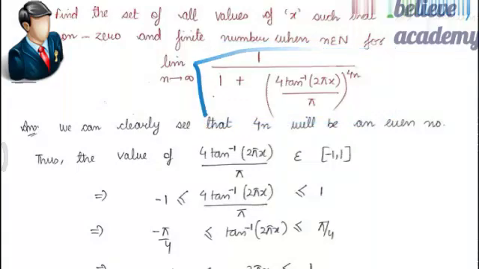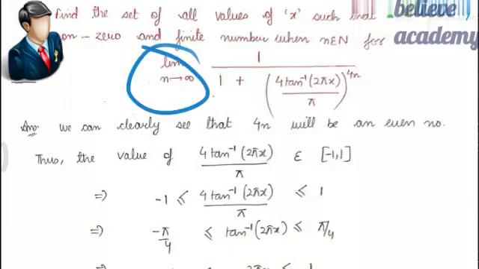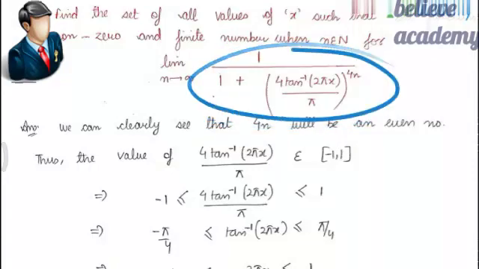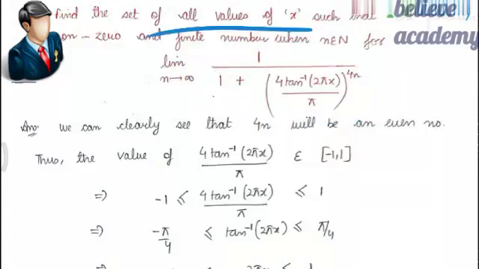Here we have been given that n belongs to the natural numbers, but n tends to infinity, like it's a very huge number basically. So I want you to make sure that this function's limit is non-zero, and it is a finite number. Okay, so what is the set of values of x? Let us try to see.